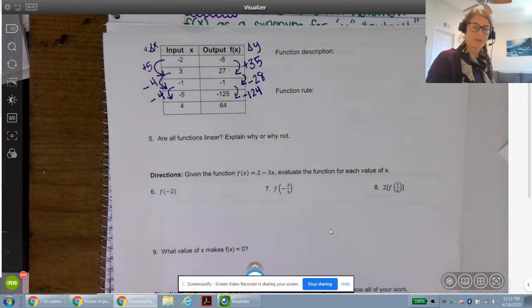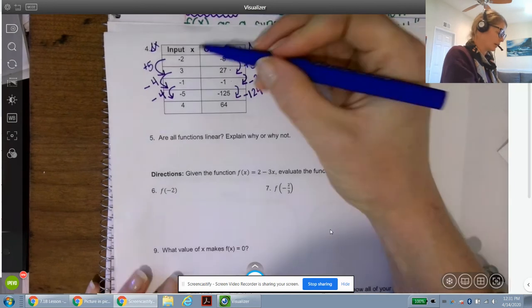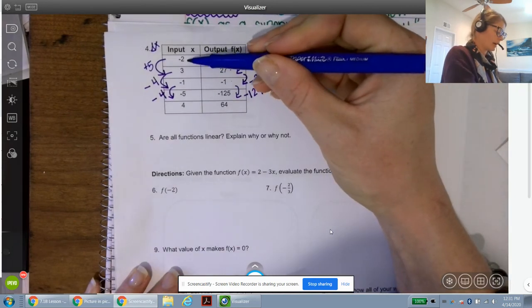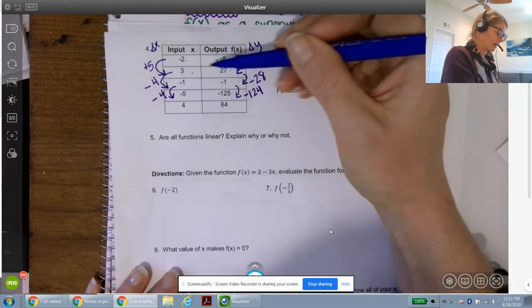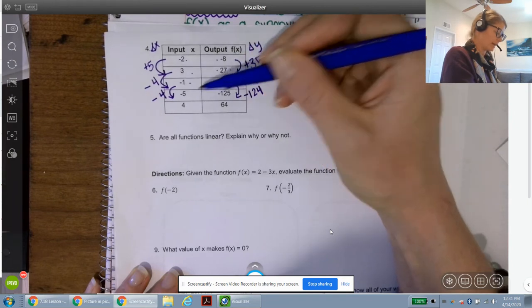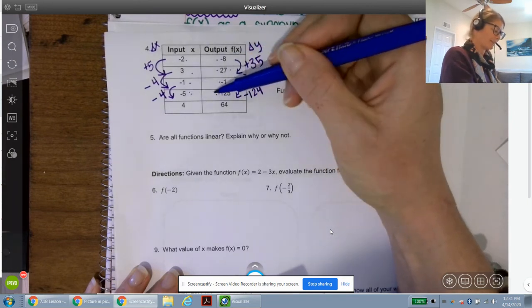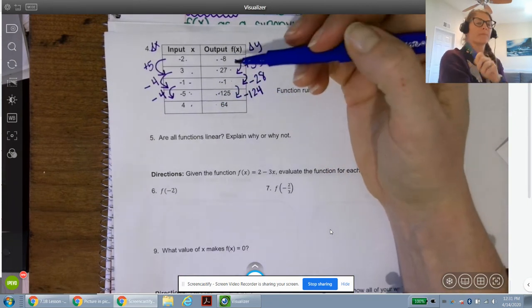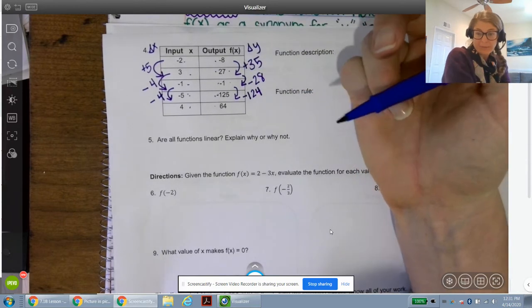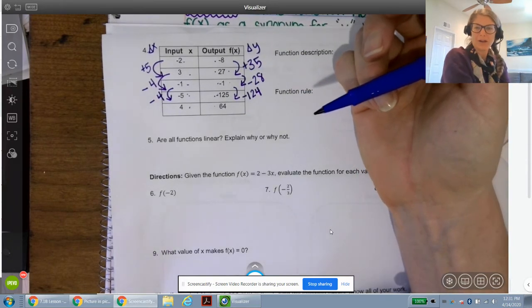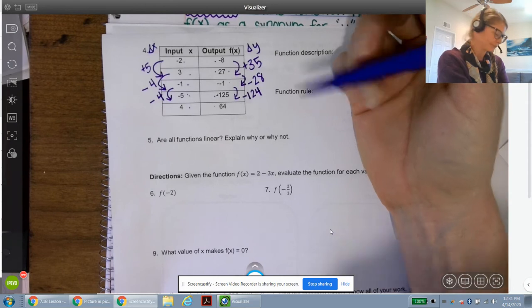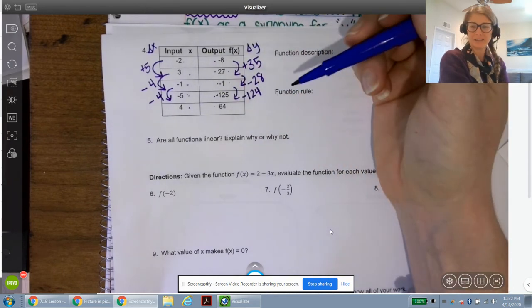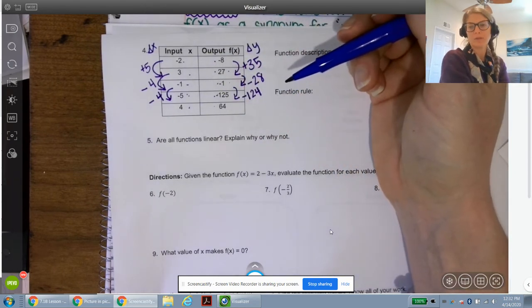So looking for some other patterns here, I have a negative and I get a negative, a positive, I get a positive, a negative, I get a negative, a positive, I get a positive. Well, because of that, maybe I'm just multiplying by a number. But if I was just multiplying by one number, this would be a linear relationship. So I'm not just multiplying by a number.